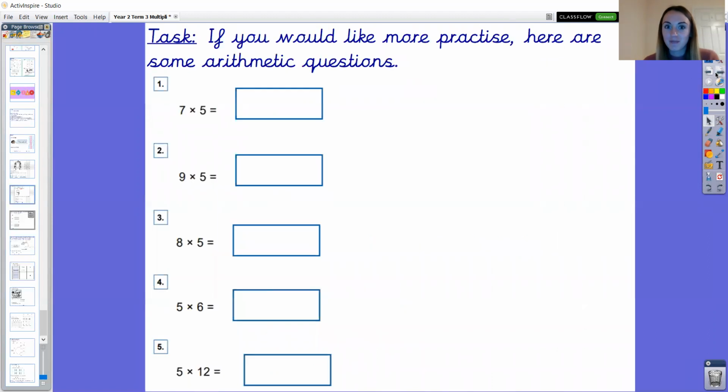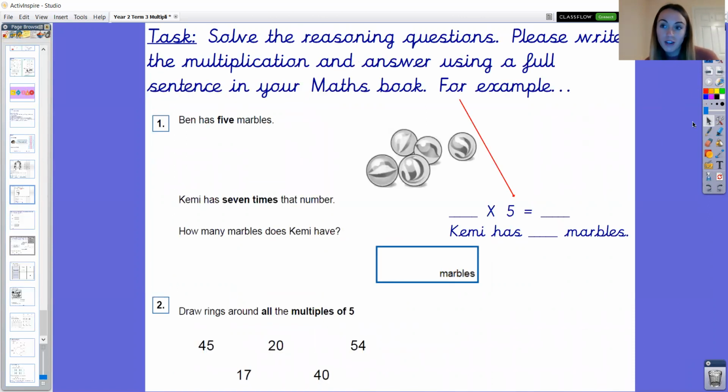Well done, year 2. So on your screen now, you can see some arithmetic questions if you would like some more practice of the 5 times table facts. So please draw an array if that is helpful to you, so you can count in your multiples. If you feel ready to move on, please begin with solving the reasoning questions. Okay, so as we've been talking through together, please write the multiplication and answer in a full sentence in your maths book. So for example here, the question is, how many marbles does Kemi have?